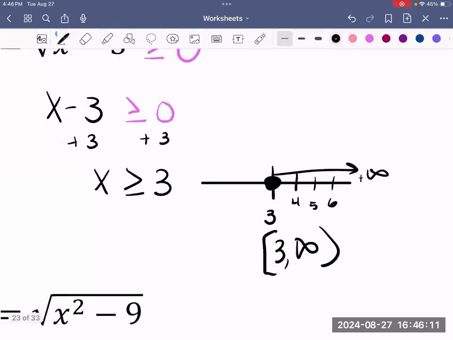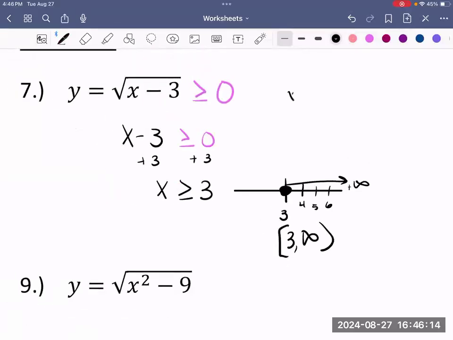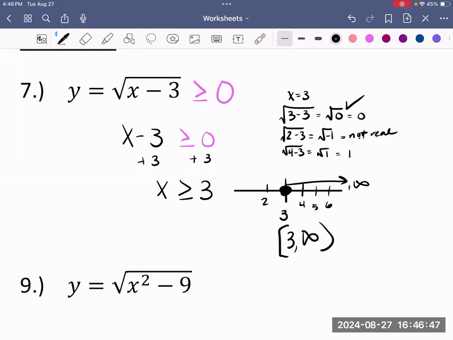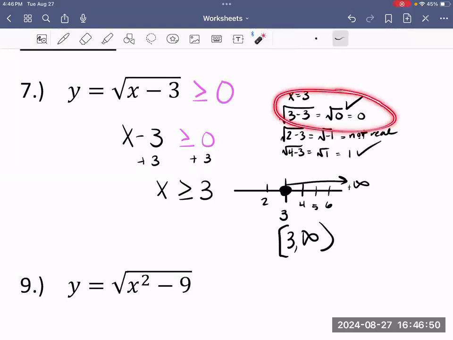Now, if you did want to test it out, we can just put in a 3 for x. So we can do 3 minus 3 underneath the square root, which is equal to 0. 0 is okay. Anything less than 3, so let's say 2, 2 minus 3 is equal to the square root of negative 1, which is not a real solution. Whereas if you picked anything above 3, so let's say a 4, we would get the square root of 1, which is 1. So again, a good response. So your threshold value here is when we are at 3.